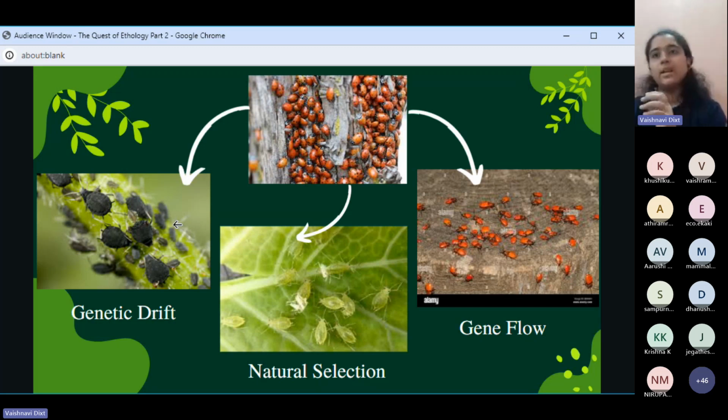So the genes from one population flew to the other population, like they mixed, right? The interaction mixed the genes. Hence, this is called gene flow. Okay, so I hope you guys understood this. Let us see how much you understood. I have a question for you guys.